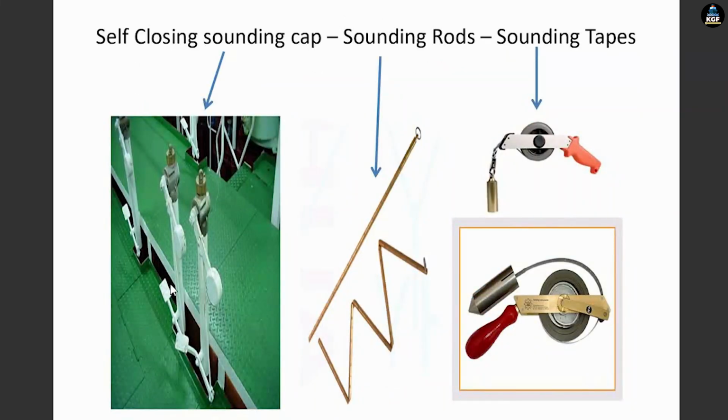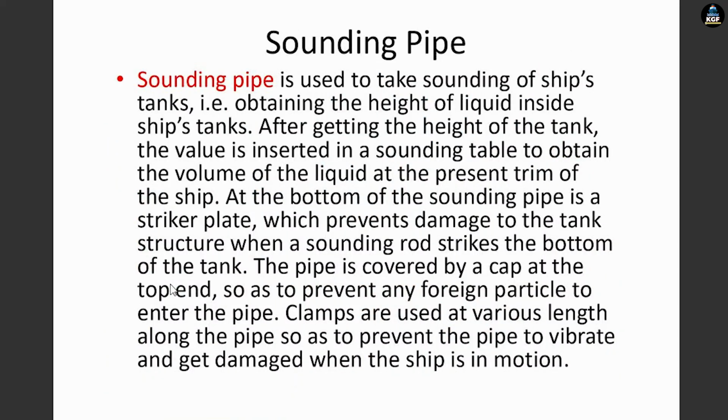So there are self-closing sounding caps, sounding rods and sounding tapes. A sounding pipe is used to take soundings of a ship's tanks, that is, obtaining the height of a liquid inside the ship's tank. After getting the height in a tank, the value is looked up in a sounding table to obtain the volume of the liquid at the present trim of the ship. At the bottom of the sounding pipe is a striker plate, which prevents damage to the tank structure when a sounding rod strikes the bottom of the tank.